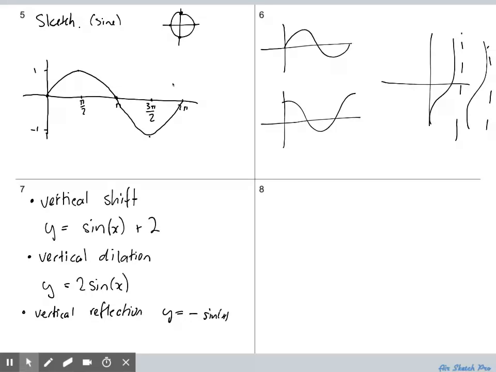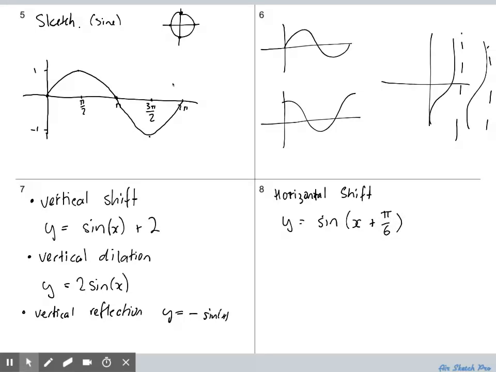Okay, let's look at the horizontals. That's where things get a bit trippy. It's my word for the day. Okay, so y is equal to sine of x plus... Now, what I'm going to do is say x plus pi on 6.